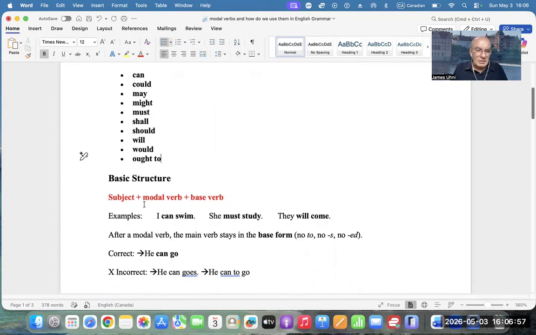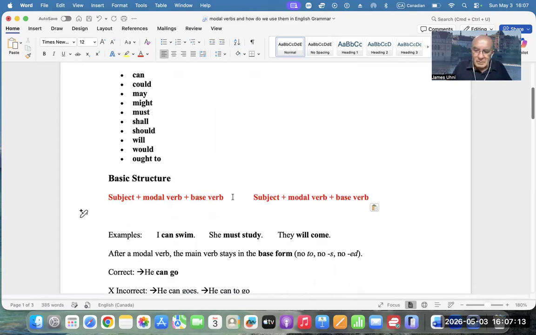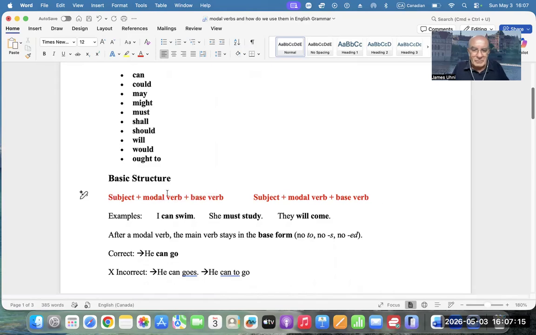So if I copy that one more time, and copy it next to it. Okay, let's go back. All right, and I will do subject orange, modal verb red, base verb green. Okay.